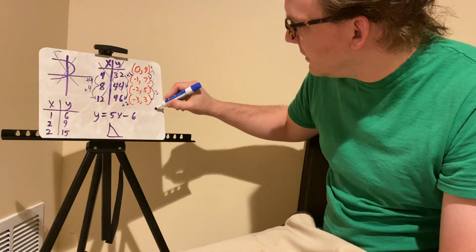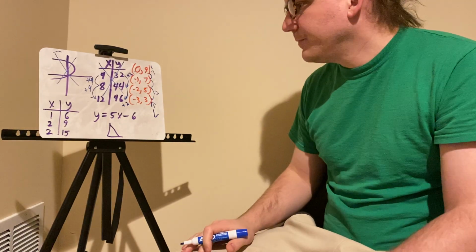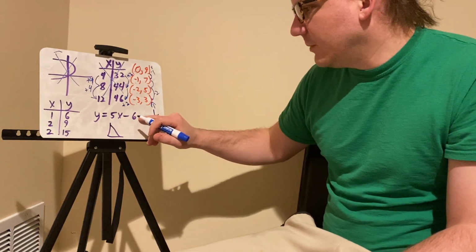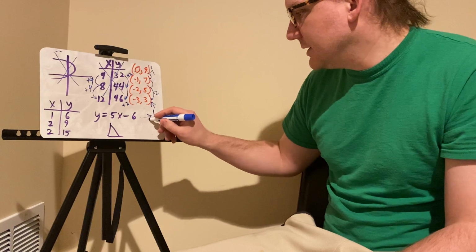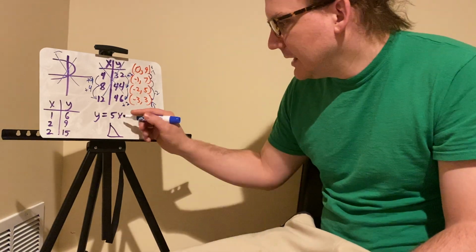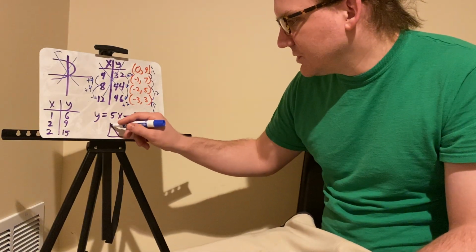So linear right here. L for linear. Let's do y equals 5x minus 6. This is also linear. It is in the y equals mx plus b form. This looks like a graph of a straight line.